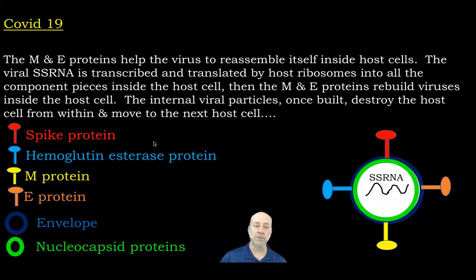It makes more hemagglutinin esterase protein. It makes more nucleocapsid proteins. But those are kind of sitting around floating in space. It's the M and the E protein that go to work and they reassemble the virus in multiple copies inside of your cell. So you're reassembling the virus inside your host cell, and then from inside it destroys the cell and so on. And then it goes on to infect the next cell and so on and so on. And that is viral transmission.